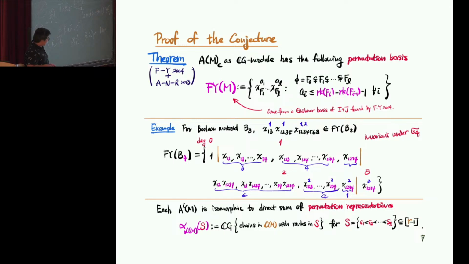So you can see from these examples that each graded piece is isomorphic to a direct sum of permutation representations generated by chains in the lattice of flats with a fixed rank set. Here we denote the permutation representation generated by the rank set S, where S is a subset of the set {1, 2, ..., r minus 1} if your rank is r. And we will use this notation to denote these permutation representations.